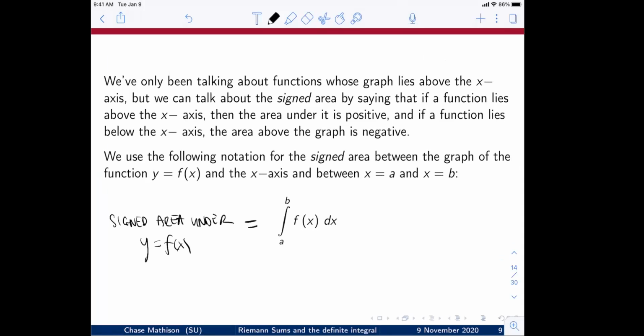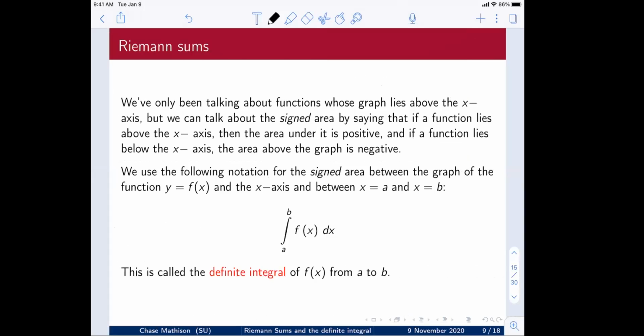So, because nothing would change in finding this, this is called the definite integral of f of x from a to b. It's called definite because, well, we'll see why in a minute, but notice we use the same symbol that we did for indefinite integrals, right? That's not an accident. They are related, and we're going to see how they're related when we talk about the fundamental theorem of calculus.